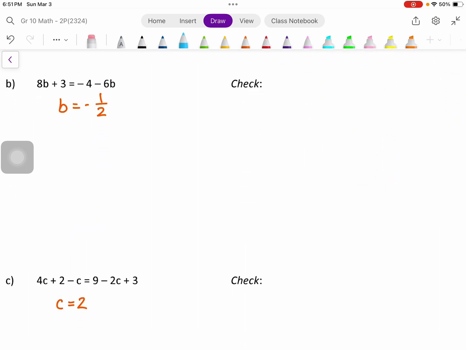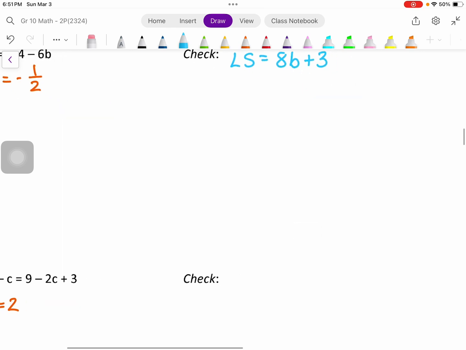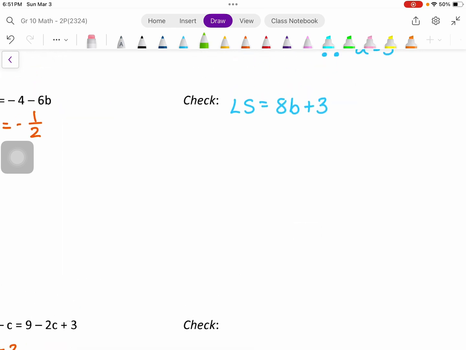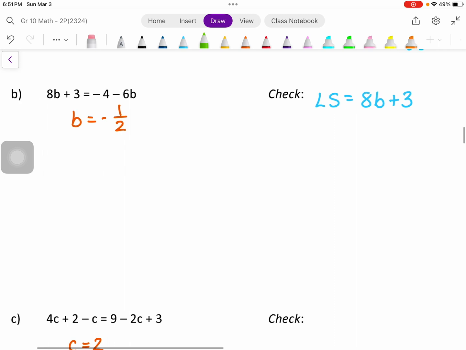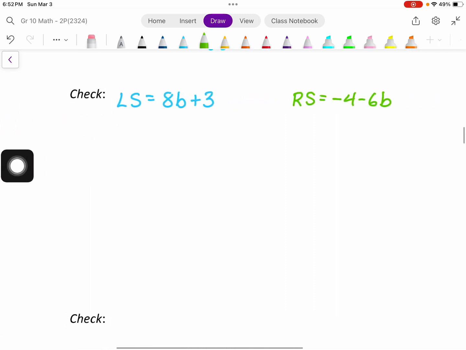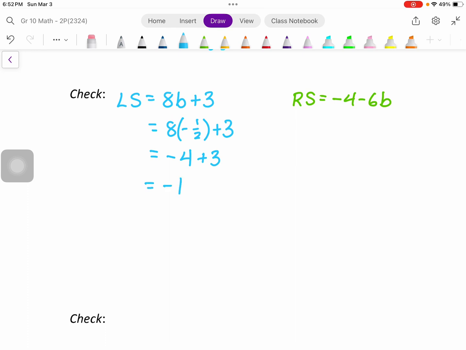So we had a left side of 8b plus 3 and a right side of negative 4 subtract 6b. So we're going to substitute or replace the b with negative a half each time. So 8 times negative 1/2 plus 3. So a positive times a negative is a negative, and half of 8 is 4. Negative 4 plus 3 is equal to negative 1.